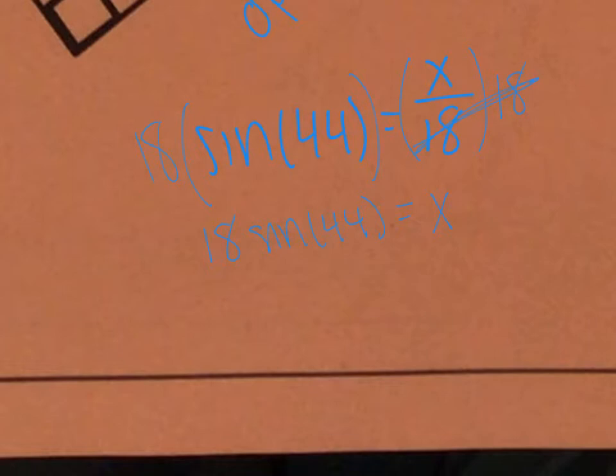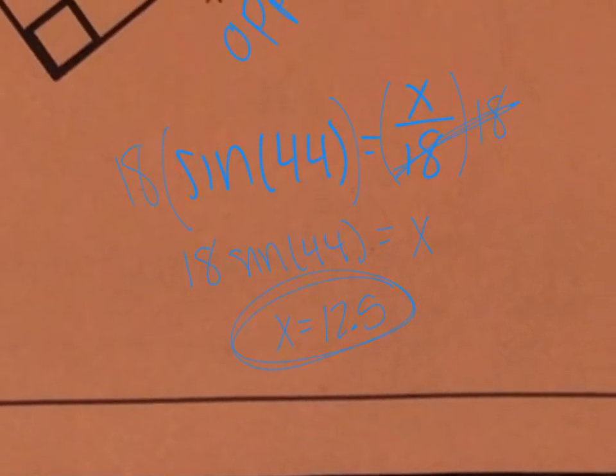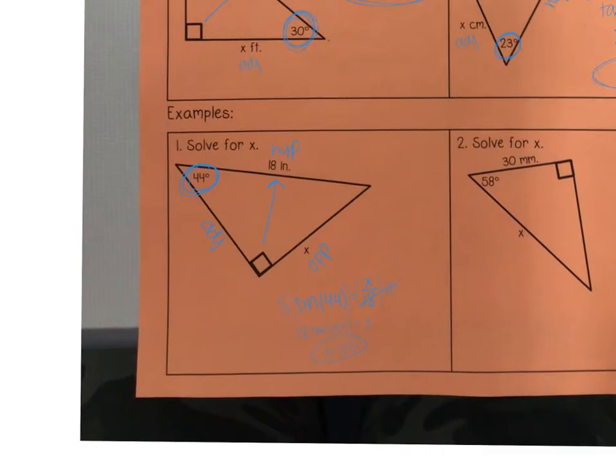Then you put it in the calculator wrong. 18 times regular sine 44, enter. Yeah, but you're gonna have to give me a second. Yes, sir. All right, so 12.5. All right, let's look at one more together.